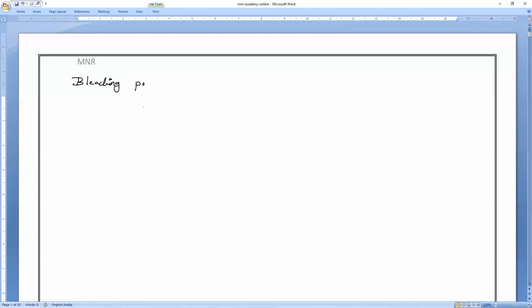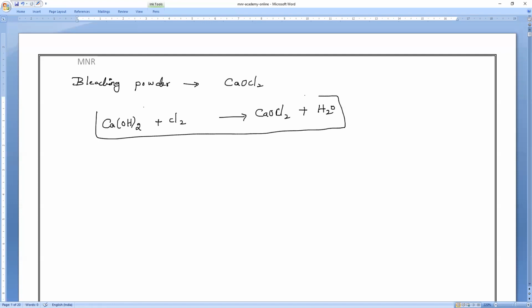So, if it comes to the bleaching powder, what is the formula of bleaching powder, everybody? CaOCl2 means calcium oxychloride. Calcium oxychloride we used to call bleaching powder. So if you want to produce it, we have to take what? We have to take dry calcium hydroxide. Over that, if I pass the chlorine gas, I will get what? Calcium oxychloride plus water.